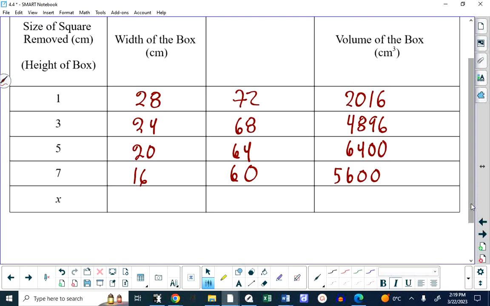But we want to make this more general. Since it was 30 centimeters and we're subtracting 2 of those, in any case, the width is going to be 30 minus 2x. We started off with 74, and for every case, we're subtracting 2 of those x's. So what's the volume all the time, regardless of what we cut out? The volume is x times 30 minus 2x times 74 minus 2x. This is a formula for the volume.